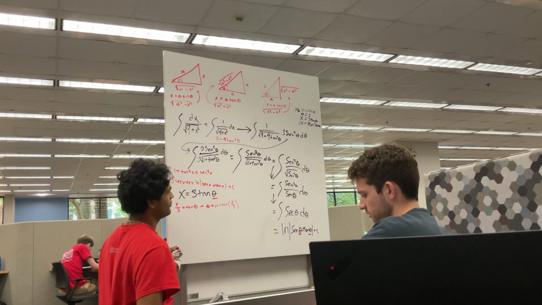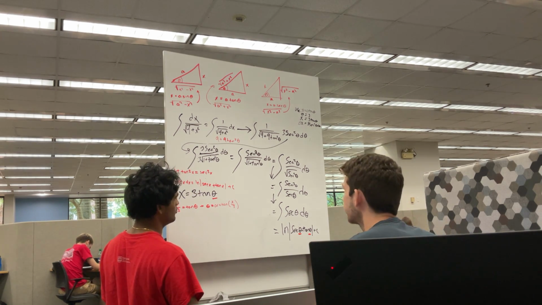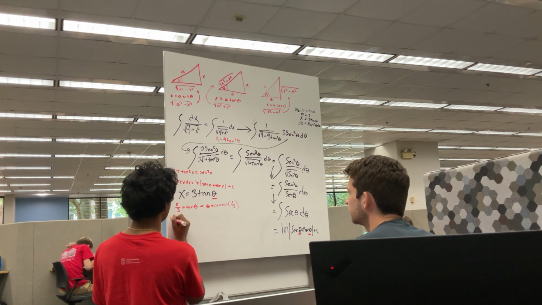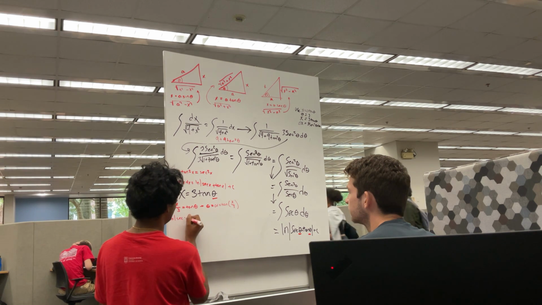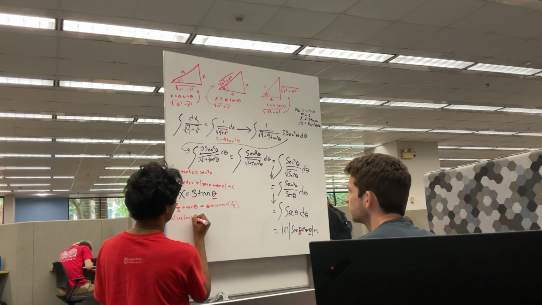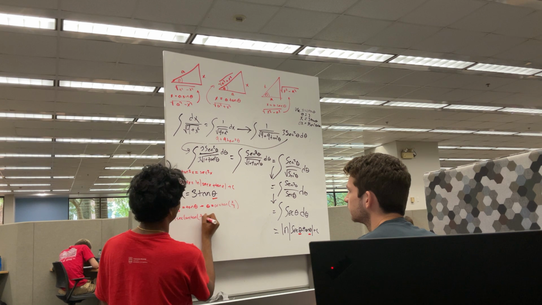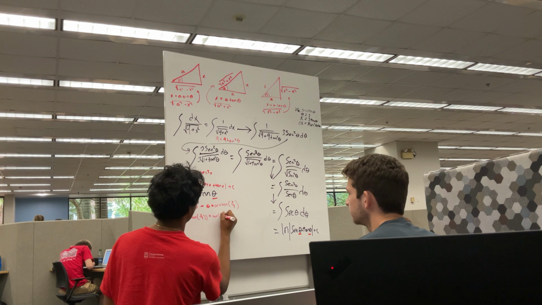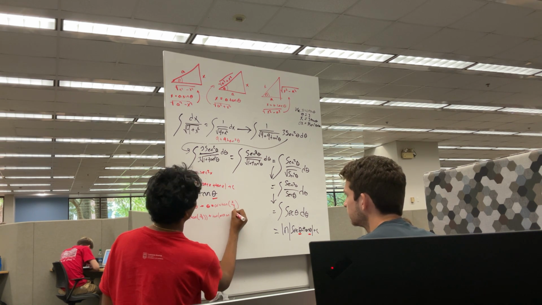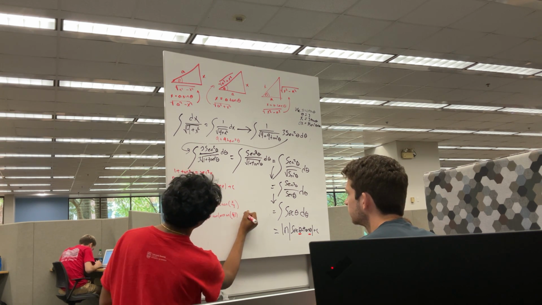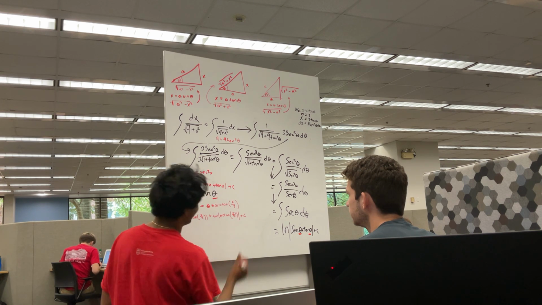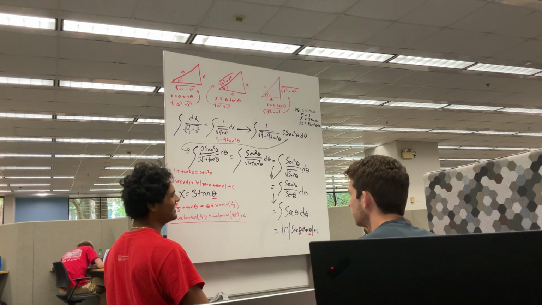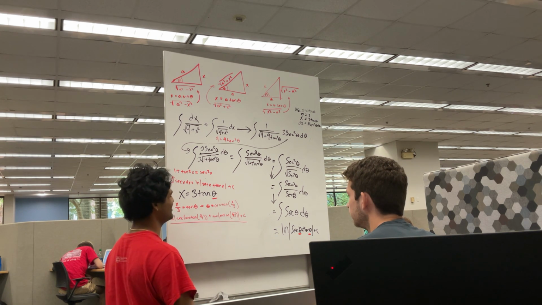Okay, perfect. So what you could do then is plug this in. You would literally do ln secant of arctan of x over 3 plus tangent of arctangent of x over 3 plus c. I know that's a monster integral, but that's correct. Absolutely disgusting.